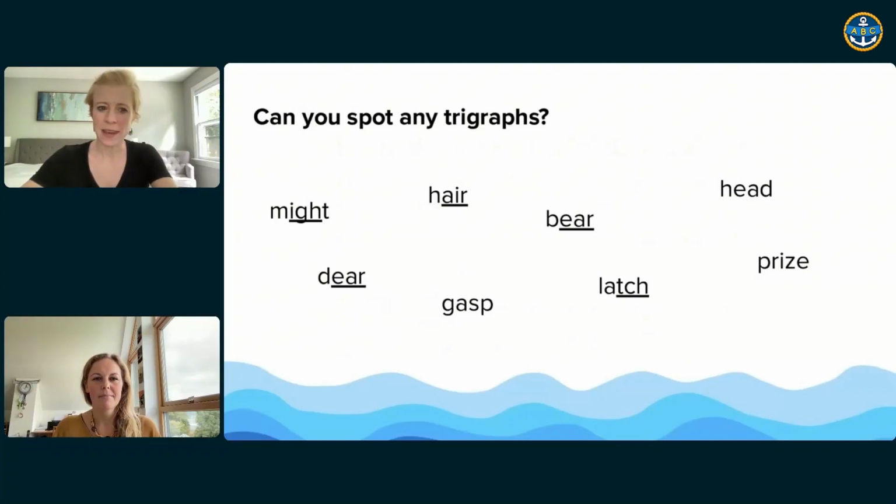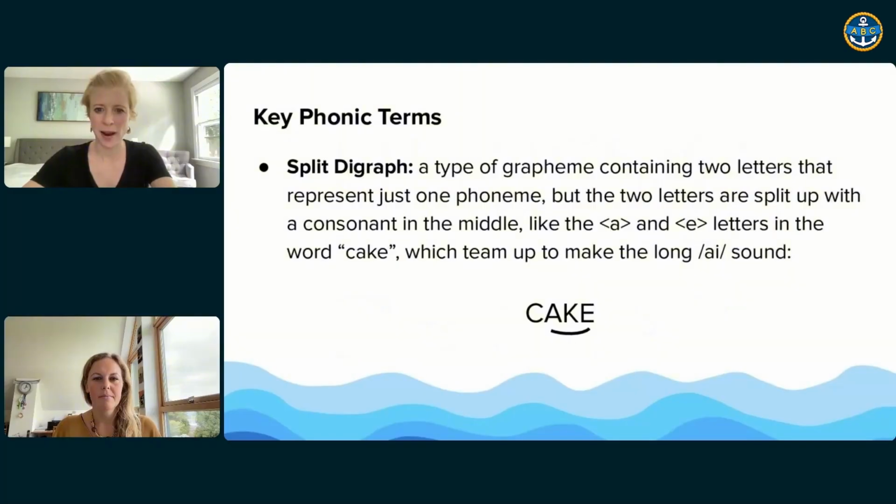There's one final one that I want to run by you. We won't do a quiz for this one. It's called a split digraph. This is a type of grapheme that contains 2 letters that represent one phoneme, but the 2 letters are split with a consonant smack dab in the middle. So you can see in the word cake, we have the A and the E letters divided up by the K letter. The A and the E are actually teaming up to make the long A sound. This is sometimes called the magic E.